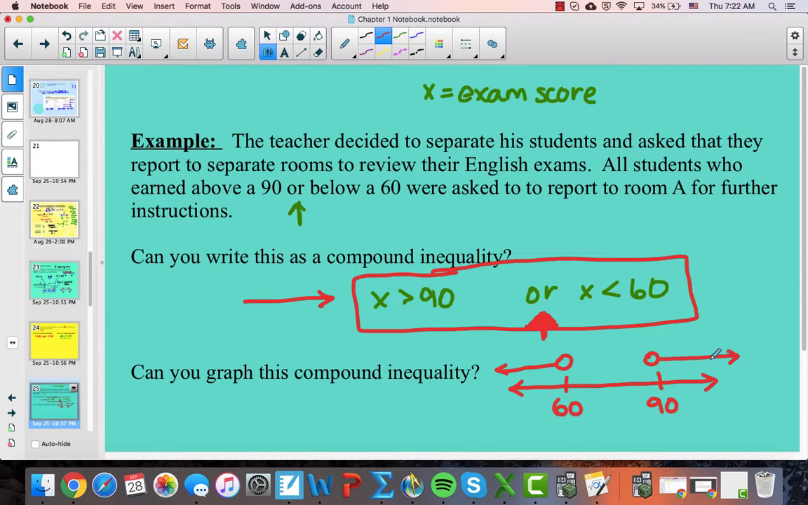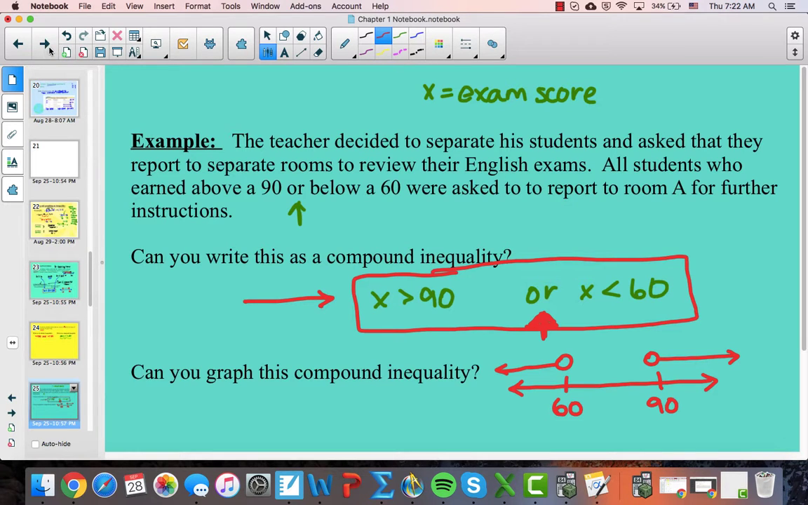So what you may notice is with the "and" inequalities, the compound where the x was between, everything was in between the two points. The graph was inside the 60 and the 90, but "or" graphs seem to be pointing outwards. And for the most part, they will, unless there's overlap. And we are going to be talking about that in class, okay?